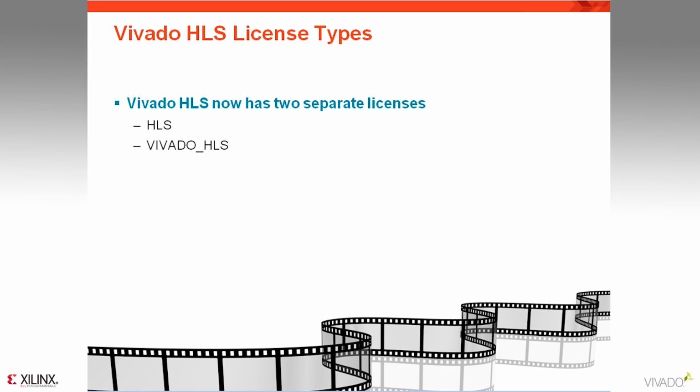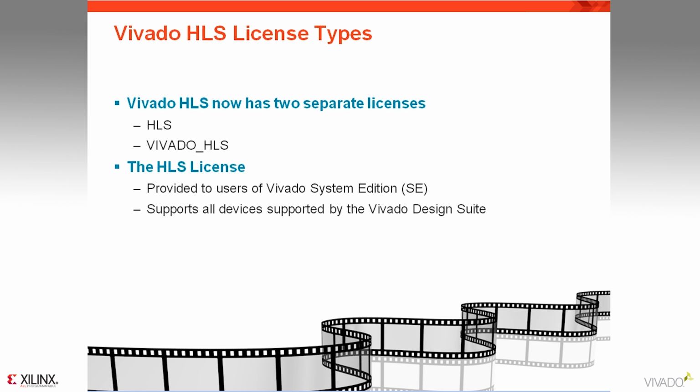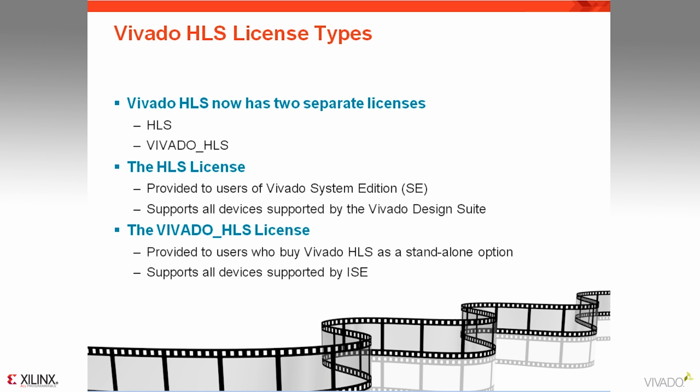Vivado HLS is provided with one of two licenses, the HLS license or the Vivado _HLS license. The HLS license is provided to users of Vivado System Edition. This license supports high-level synthesis to all devices supported by the Vivado Design Suite. The Vivado _HLS license is provided to users who buy Vivado HLS as a standalone option. This license supports all devices supported by ISE.